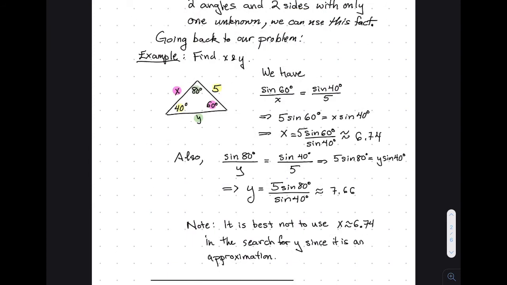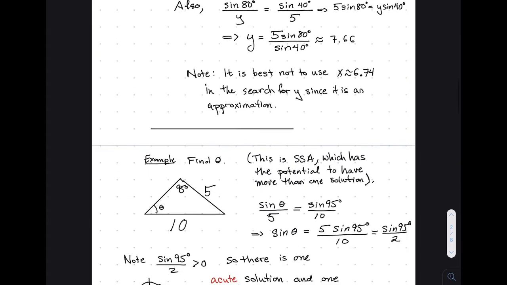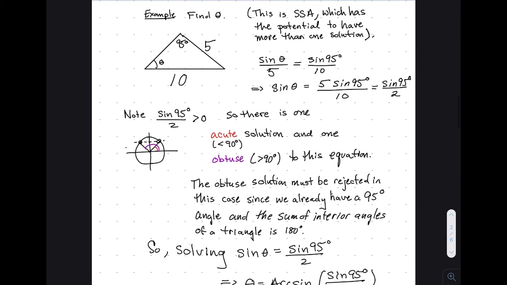Similarly, we have sine 80 over y is equal to sine 40 over 5. And so we similarly solve and we find out that y is about 7.66. By the way, it is not a good idea to use this information in the computation for y because you already have made a mistake as soon as you touch your calculator there, and you don't want that mistake to make your estimate for y worse. Okay, here's another example.